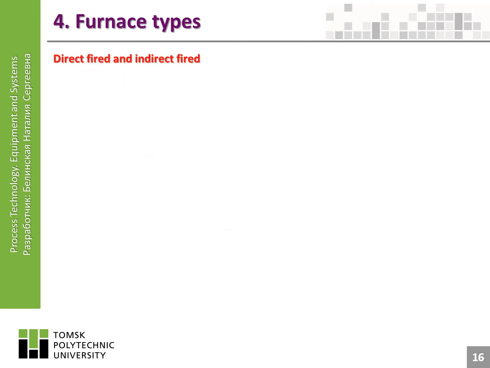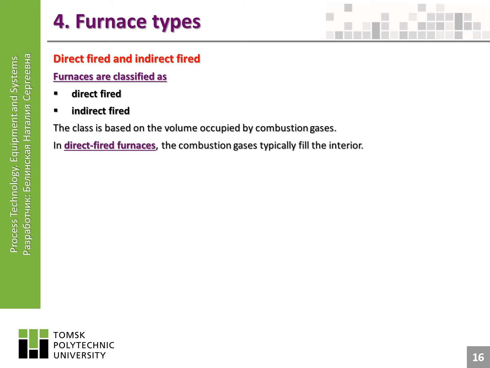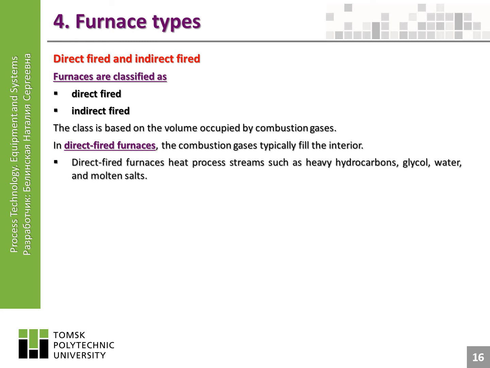Direct fired and indirect fired. Furnaces are classified as direct fired or indirect fired. The class is based on the volume occupied by combustion gases. In direct fired furnaces, the combustion gases typically fill the interior. Direct fired furnaces heat process streams such as heavy hydrocarbons, glycol, water, and molten salts. Cabin, cylindrical, box, and A-frame furnaces are direct fired.